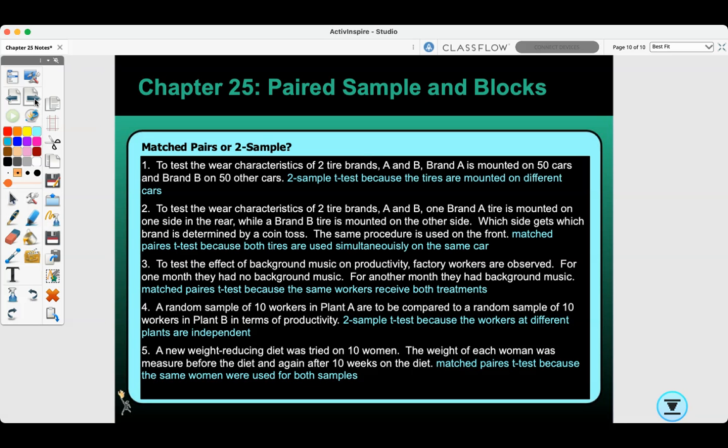Number 4, a random sample of 10 workers in plant A are compared to a random sample of 10 workers in plant B in terms of productivity. This would be a two-sample t-test because the workers work at different plants. And number 5, a new weight reducing diet was tried on 10 women. The weight of each woman was measured before the diet and again after 10 weeks on the diet. This would be a matched pairs t-test because the same women were used for both samples.